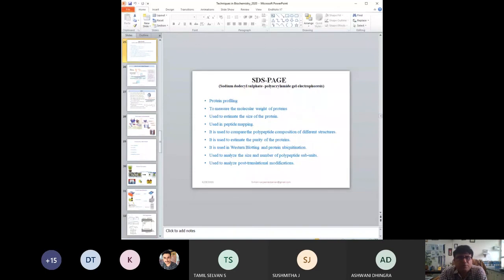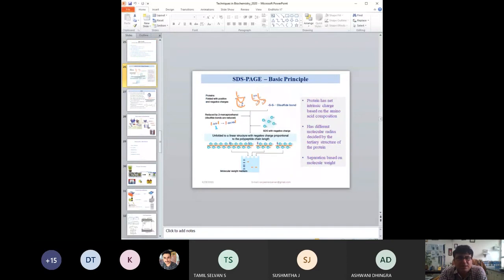Then I explained at length about SDS-PAGE, and these are some of the uses which I listed. Then we discussed the basic principle of SDS-PAGE, where I told you that there is an intrinsic charge on the protein, what the purpose of using SDS is, and how SDS, which is basically a detergent, gives a unified charge to the protein. I also explained how the reducing molecule you use, like beta mercaptoethanol or dithiothreitol, breaks down all the disulfide bonds in order to linearize the protein, and then how your unified charge protein is separated on the gel based on molecular weight.